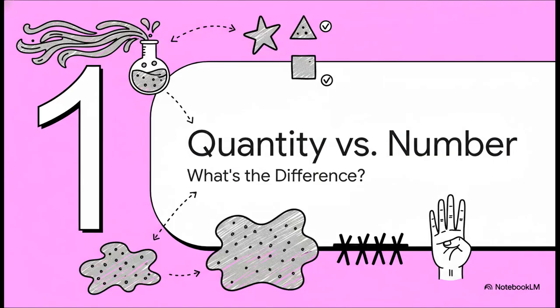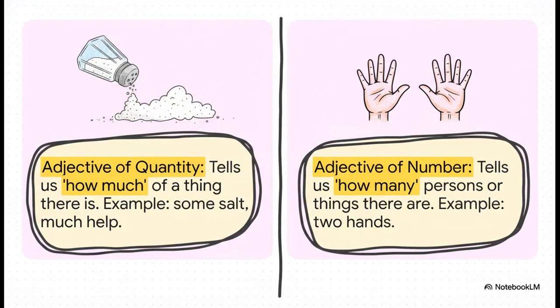First, we must understand the two main types of adjectives we are discussing today. What is the difference between an adjective of quantity and an adjective of number? As you can see, one type answers the question how much, and the other answers how many. This is a very important clue. An adjective of quantity tells us how much of something there is, like some salt. An adjective of number tells us how many things there are, for example, 2 hands.